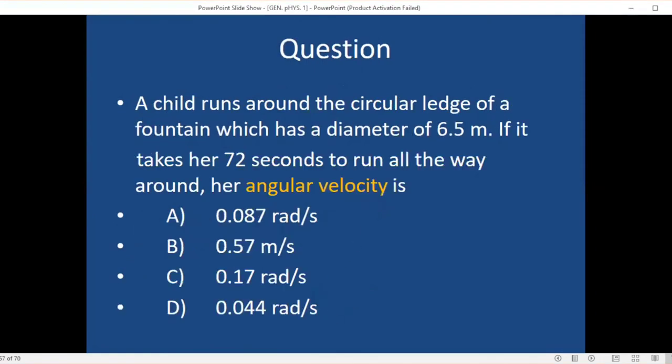Okay. Question. A child runs around the circular ledge of a fountain which has a diameter of 6.5 meters. If it takes her 72 seconds to run all the way around, her angular velocity is? Ano yung angular velocity kanina?